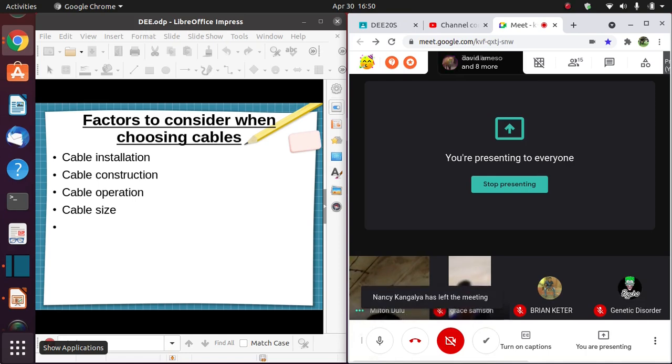There's a code which is known as the National Electric Code that lists the different cables and their current carrying capacities. We have voltage regulation as another factor that is used to determine the cable size. Yeah.